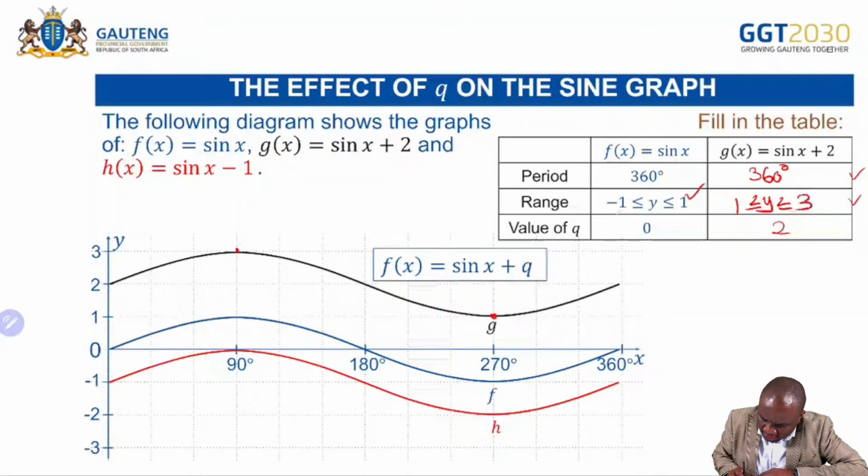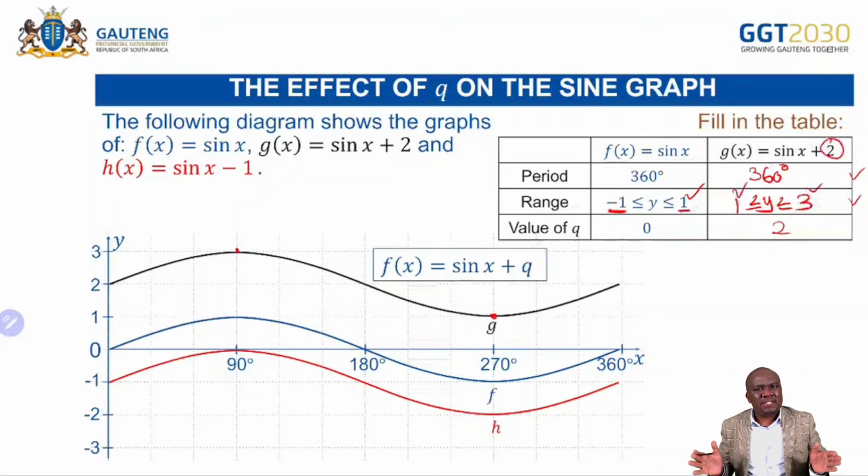So what have we done to this value? We added q. Negative 1 plus 2 is 1. That's why I'm getting this 1. And then 1 plus 2, we get 3. That's why I'm getting that 3. So the graph basically is shifted upwards by q units. That's the effect of q. Vertical shift.